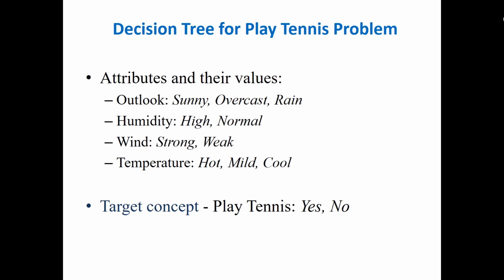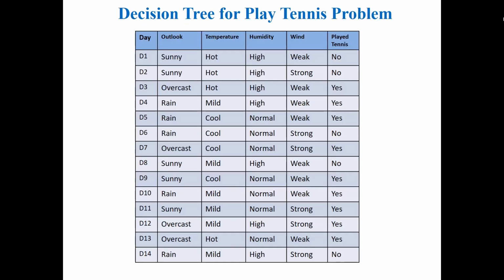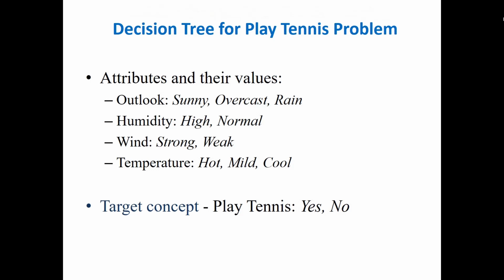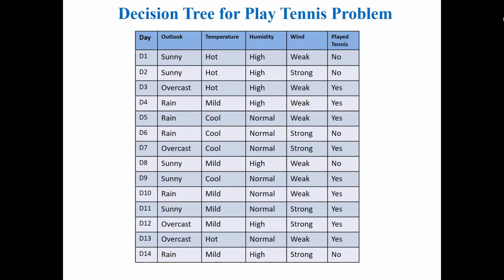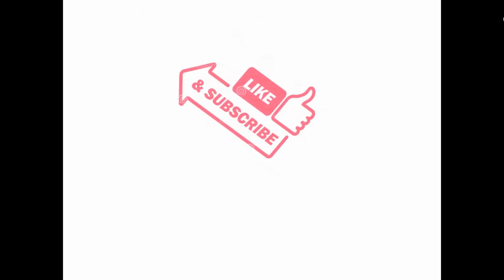Now we will draw a decision tree for this database where there are four input attributes: outlook, temperature, humidity and wind, and one target variable. For the outlook attribute, there are three values: sunny, overcast, rain. For humidity there are two values: high, normal. For wind, strong, weak. And for temperature, hot, mild and cool. The output target variable has only two values, positive or negative. Positive means yes, negative means no. So we will start drawing the decision tree now.